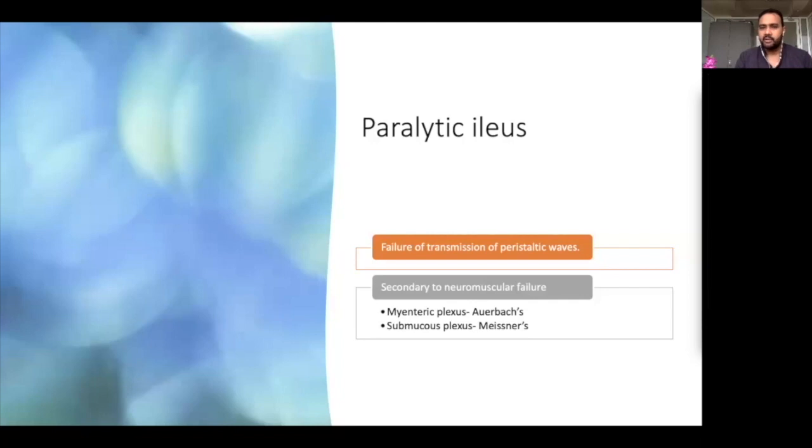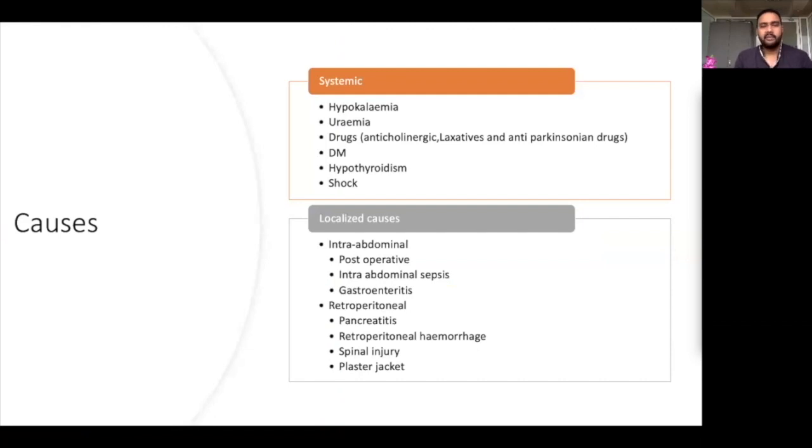This neuromuscular failure can occur in the mesenteric plexus, or in the submucous plexus. The mesenteric plexus, everybody knows, has Auerbach's nerve plexuses, and the submucous plexus has Meissner's plexuses. Whenever this neuromuscular failure occurs, people can develop paralytic ileus. There are various causes of paralytic ileus.